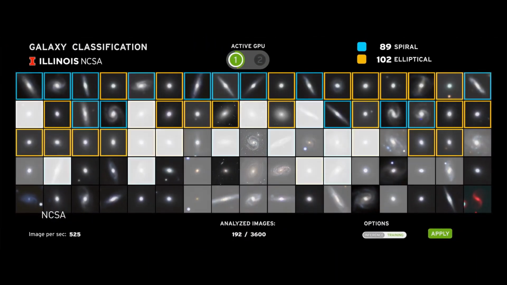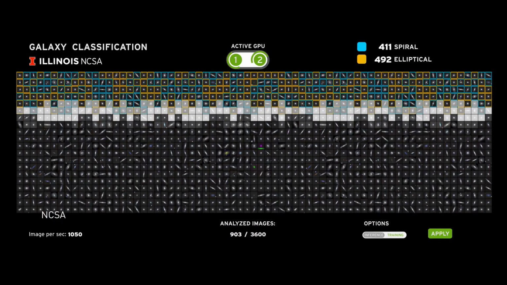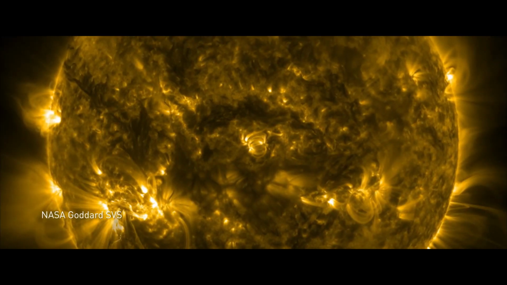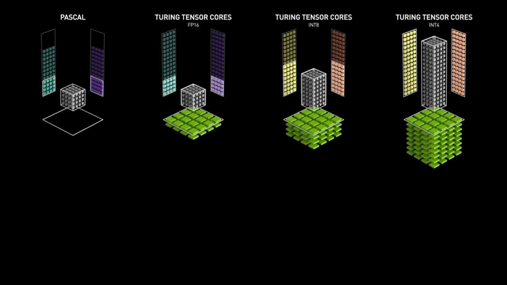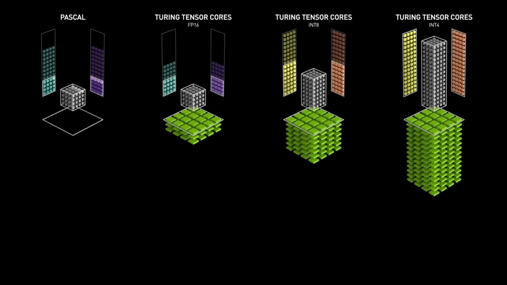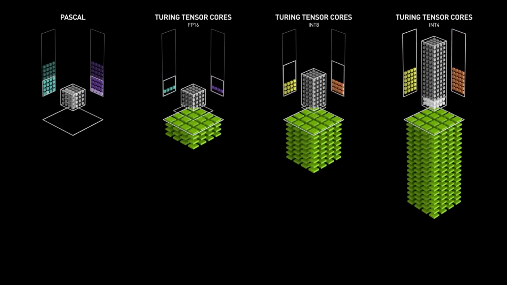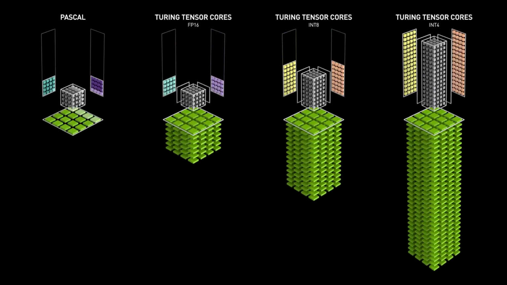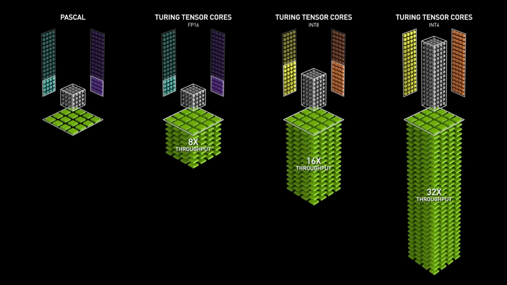So let's see how these Turing tensor cores perform when doing mathematical operations on matrices compared to the older Pascal architecture. As you can see, tensor cores are on a whole other level when compared to the older architecture. But remember, this is the case only when the workload is multiplication and addition of matrices.